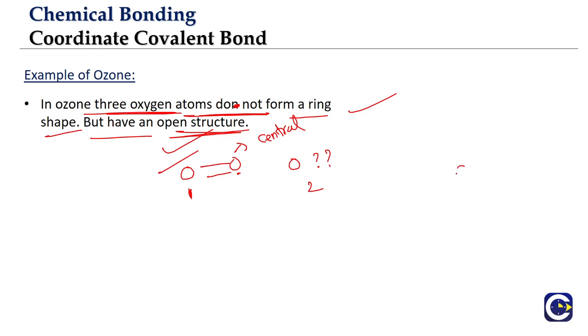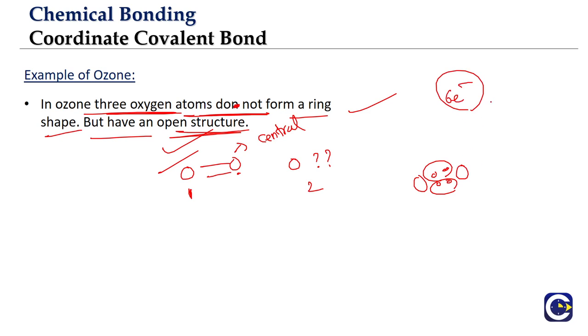How? Now look at it. After the formation of the double bond with one of the peripheral oxygens, the central oxygen has given 2 electrons for the bonding here. So normally we'll just focus on the central oxygen. Central oxygen will have how many electrons?